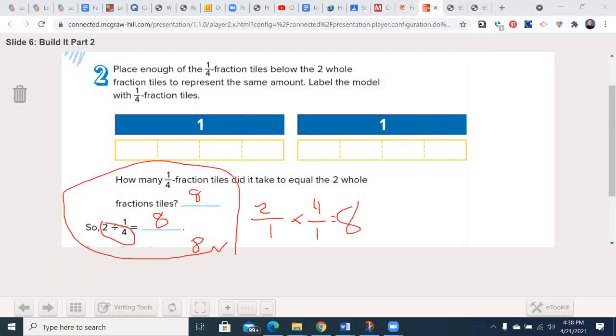Don't have to draw my circles. These are kind of previews of my KFC method. Keep first, flip the second, change the sign from division to multiplication. You'll hear me talk about that a lot.